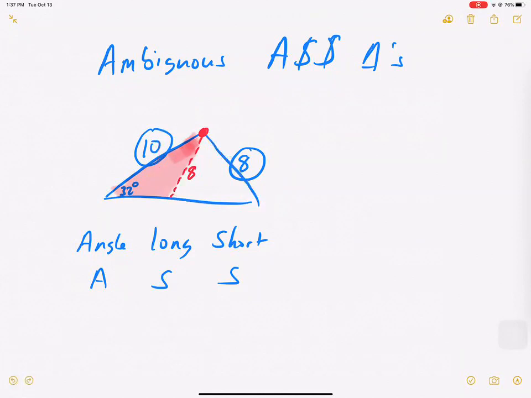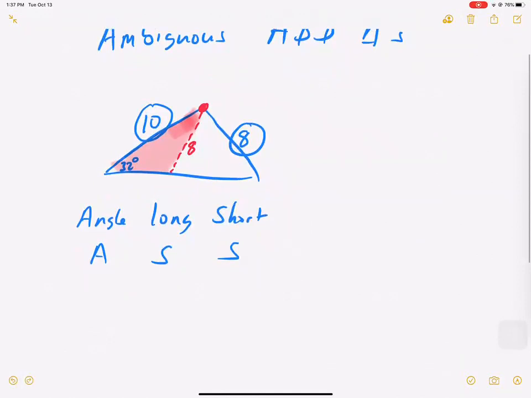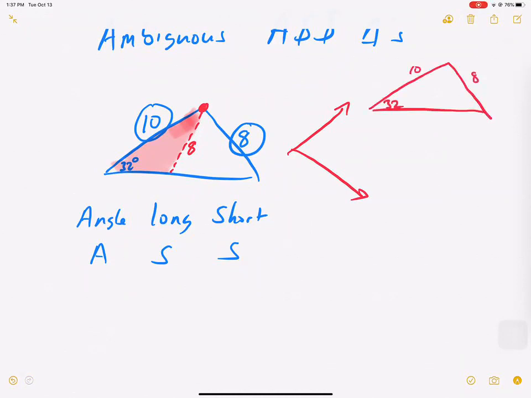All right. So here's what we end up with. We end up with 2 versions of this triangle. Let me draw this again. We have a triangle that looks like what we thought, 32, 10, and 8. But then we have the other triangle that goes this way, and it's 32, 10, and 8. All right. So this is the problem with ASS triangles. You don't know which twin you're going to get.